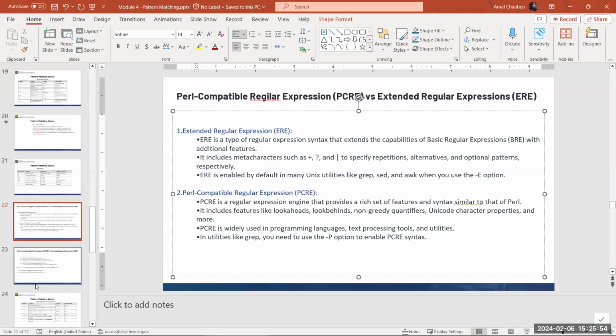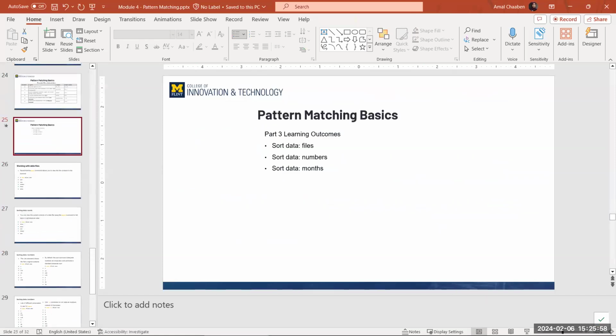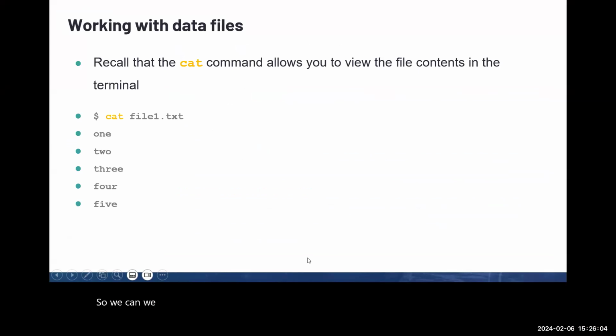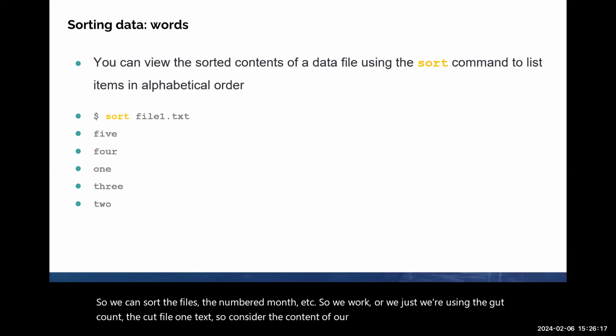Now, the next part is when we want to sort our data. So we can sort the files, the numbers, the months, etc. So we were using the cat command, the cat file1.txt. So consider the content of our file containing 1, 2, 3, 4, etc.